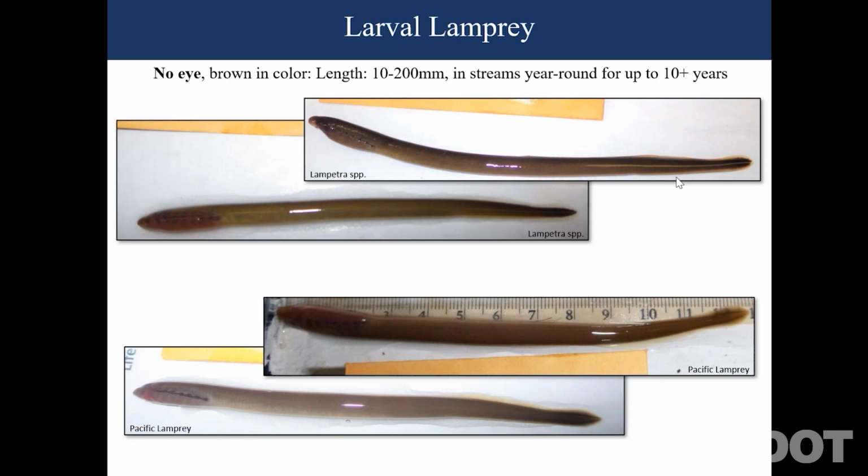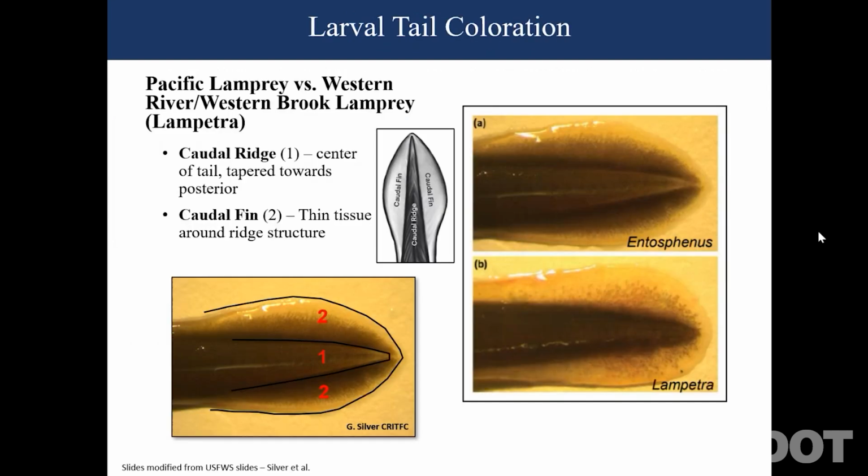So we are actually going to be looking at the tail, and that is where we have distinguishing characteristics that will tell us which species it is. So that is not intuitive. When we're talking about tail, we've got two characteristics that we're going to be looking at. So the caudal ridge is the center part of the tail. It is kind of the structure of the tail. And then we have the caudal fin, which is the thin membrane around the caudal ridge on both sides. And so the characteristics of both of those elements combined allow us to identify two species.